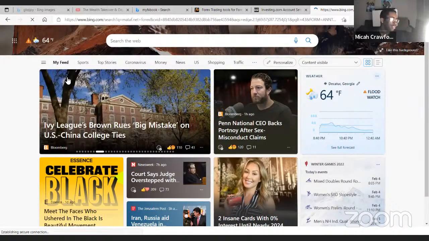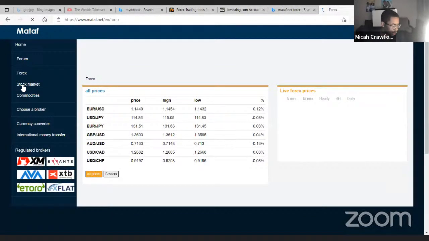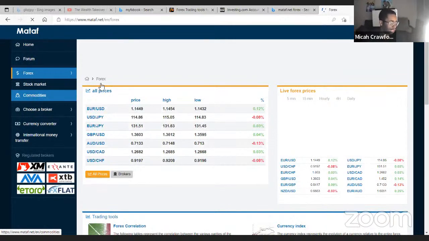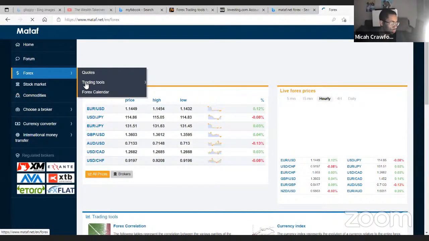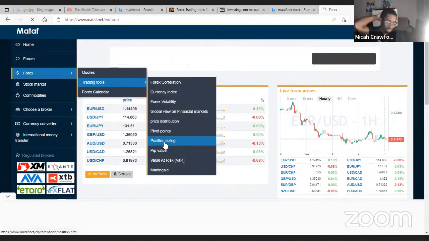Like I said, if I come across anything that's useful when it comes to trading, of course, I'll share it with you guys as well. All right, so this is the website. As you can see, they do have stocks and commodities for those that are on that aspect of their trading. But you're going to come over here to Forex trading tools. Again, this place is free to sign up with. All right, so let's go to trading tools. If you come down, you should see position sizing. Let's click that really quick.